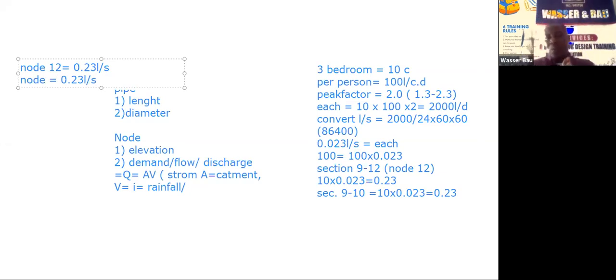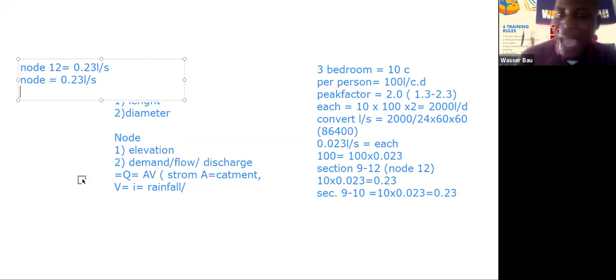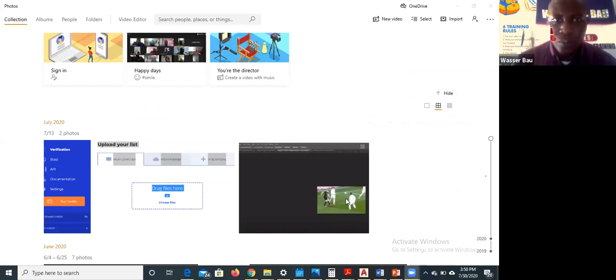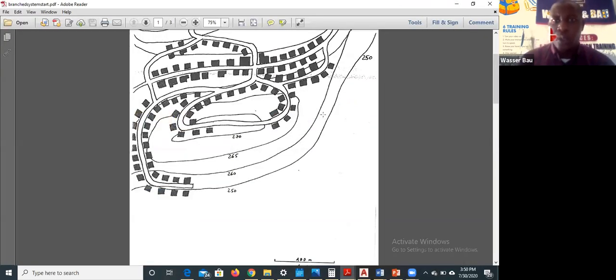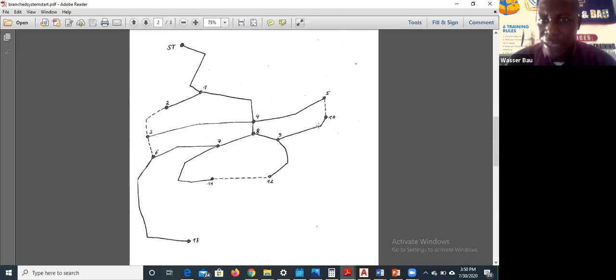With this value now, I can go and calculate for node 9, because node 9 is the one delivering to node 12 and 10. Okay, good. Look at node 10. Look at node 9. Now, the only thing is, is there any base demand? Remember what I taught us yesterday. Is there any base demand for node 9? Is there any house that is contingent on node 9? I will just add it to the value of node 10 and value of node 12.